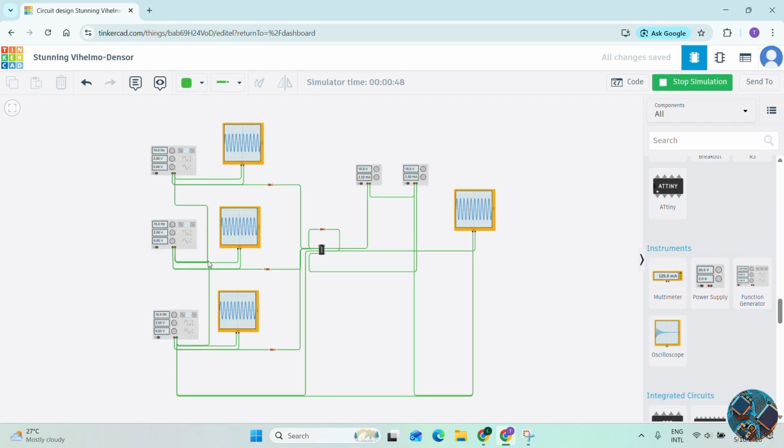So this is the way to make a summing amplifier in Tinkercad.